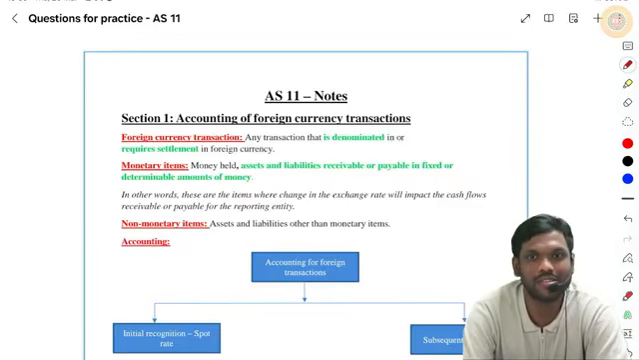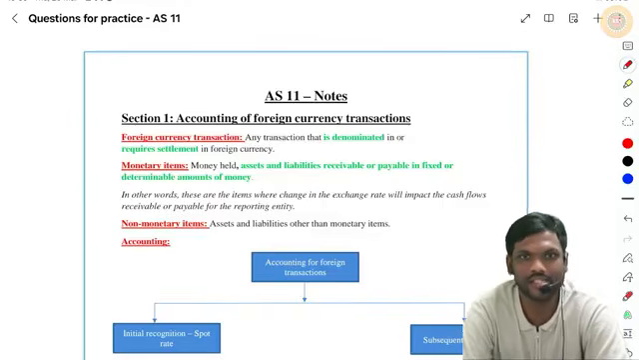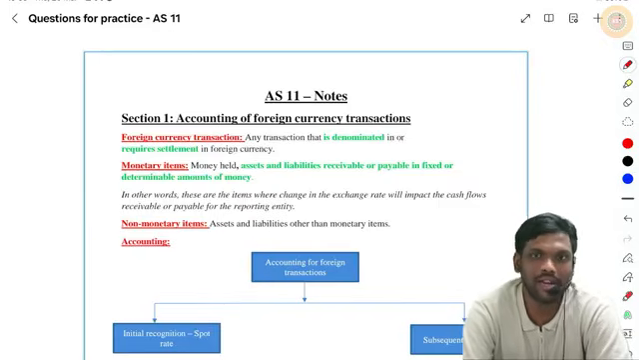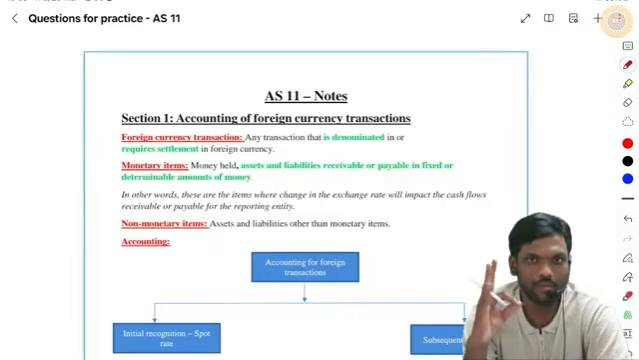So continuing that series, we are now going ahead with the revision of AS11, the effect of changes in foreign exchange rates. This session will be structured into three topics. I am going to divide the standard AS11 into three topics.